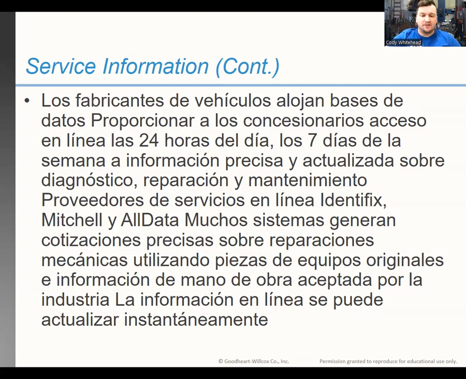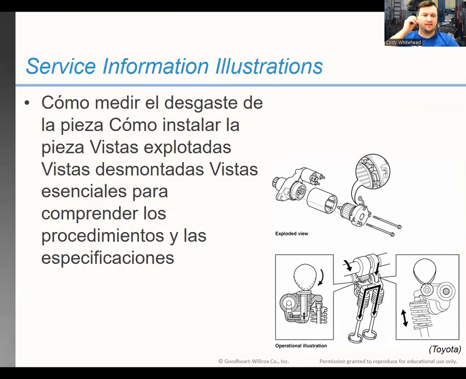Many systems generate accurate quotes on mechanical repairs using original equipment parts and industry accepted labor information. Online information can be instantaneously updated. So like I just said earlier, a lot of shops like to use online services because you can update it very quickly. You don't have to wait for a CD-ROM or anything like that to download the information. As well as it makes less trash too, if you think about it. Because if you get a CD for every update every 6 months or a year, that's a lot of CDs you're having to throw away. So that's a lot of plastic that's going to waste. So the internet is really changing a lot of things.